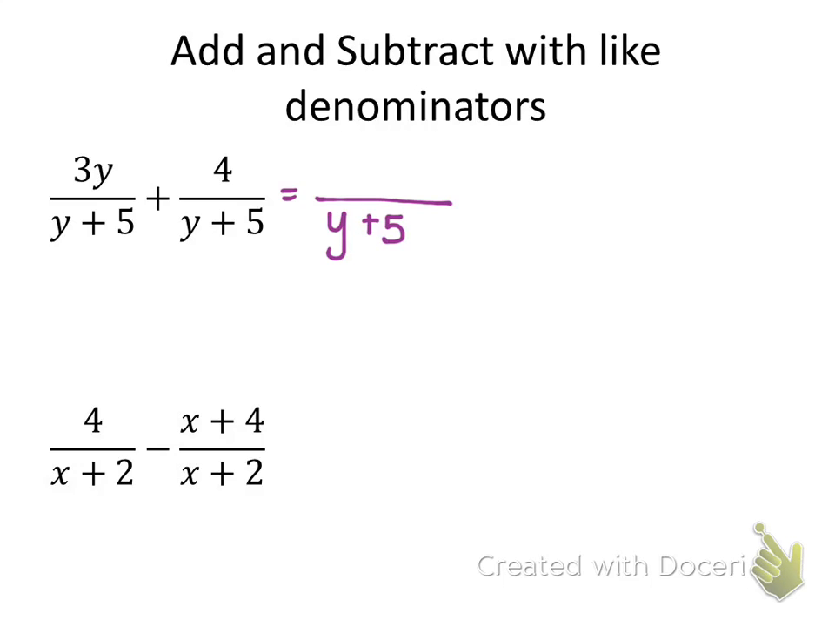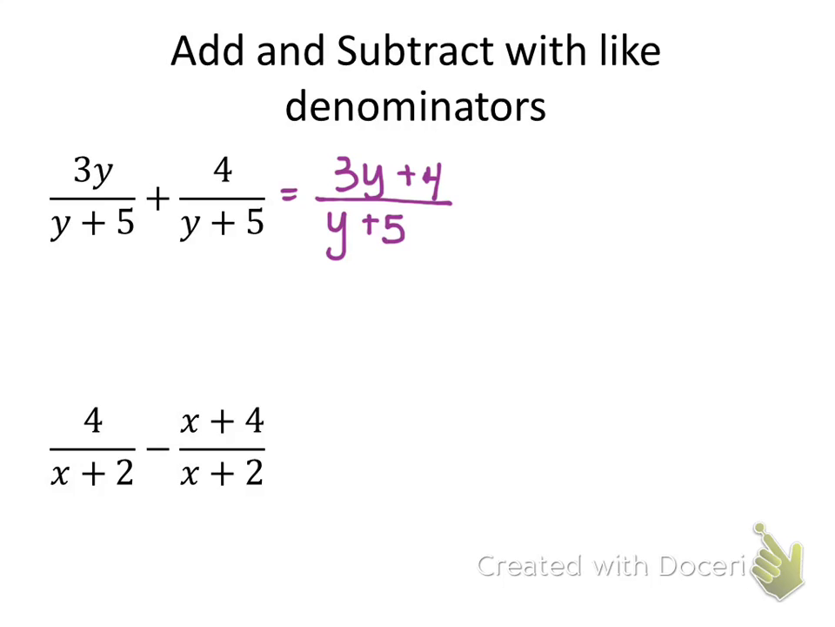So which one, when I write my final answer, should come first? The 3y or the 4? The 3y, because you always want to write variables first. And when you have more than one variable, you write the variable with the largest exponent first. So I write my 3y, and then I just put plus 4, because I just have to write it out beside it because I can't add it together.